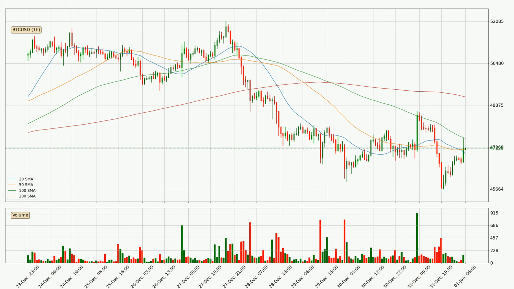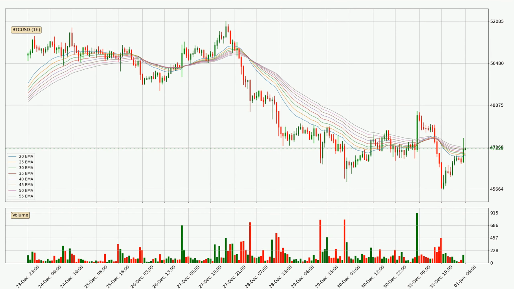If the price bounces off the 50 SMA, which is currently at 47,190, it could be seen as a support, and the 100 SMA that is at 47,606 could be seen as a resistance to the upside. Breaking either way signals a possible further move to the corresponding direction.